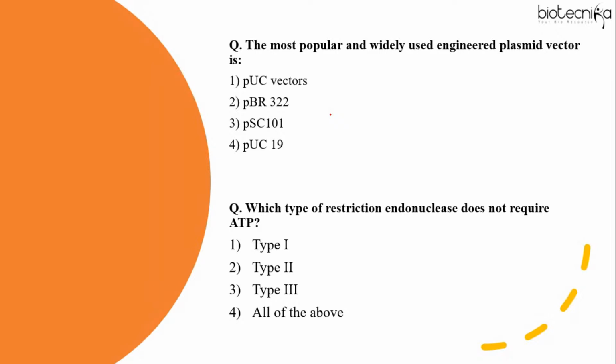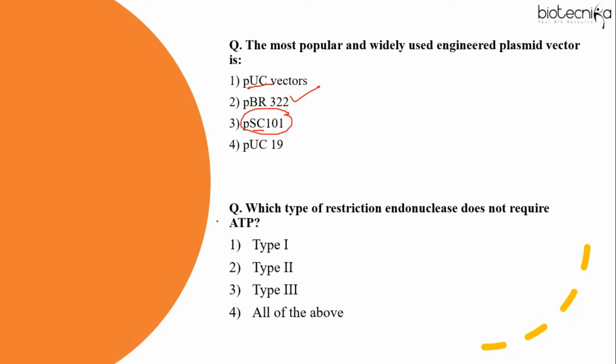Can I have the answers, please? PBR322, sure? Yes, very good. Please note PSC101 is the first cloning vector which was used in 1973 by Boyer and Cohen. So SC that you see here stands for Stanley Cohen. But PBR322 is the first widely used cloning vector, and PUC8 are derived from PBR322.